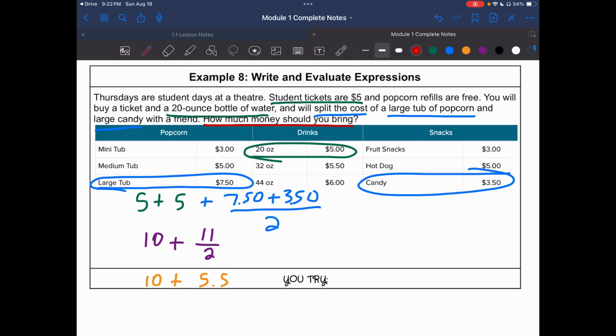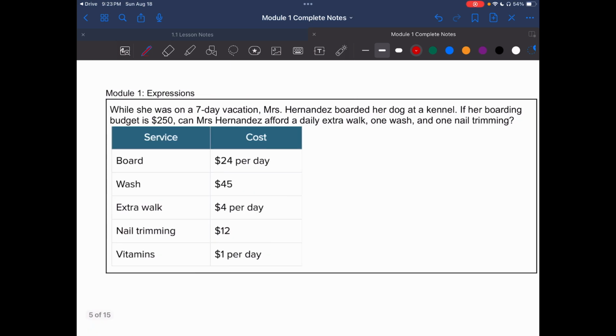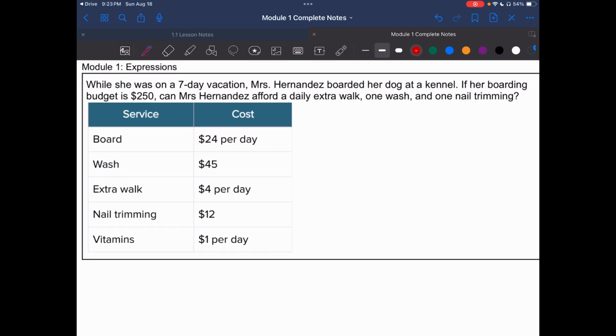And now we are going to figure out how much you need to bring. So we have 10 plus 5.5, which is 15.50. And in this context, we are dealing with dollars. Include your units. So if you want to go to the movie with that friend, bring $15.50.